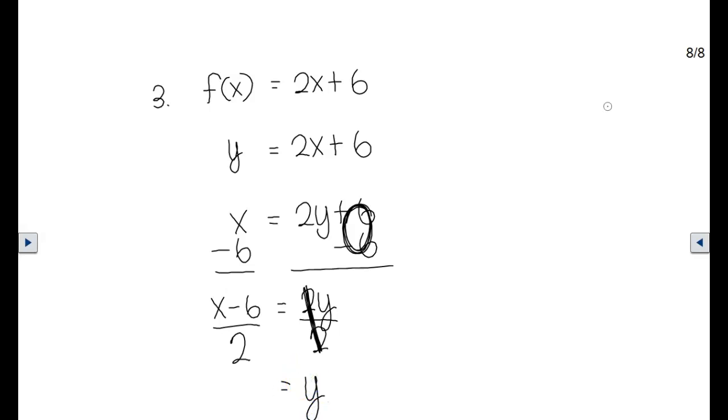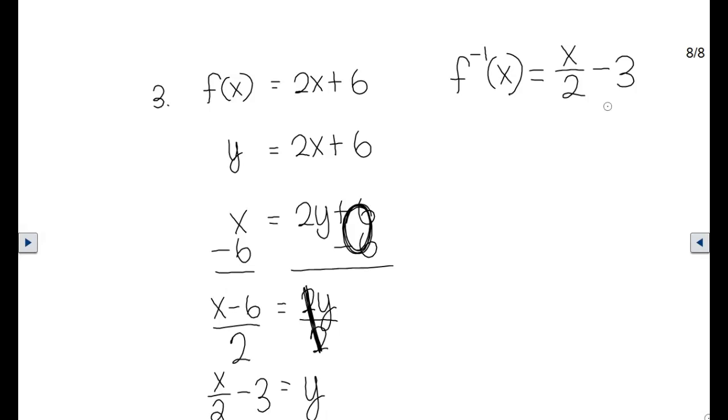Now, I want you to take a look at what we have here. We have x minus 6 all divided by 2. What that means is we have to divide everything on the top by 2. So you'll have to do x divided by 2, which you can't do, and then you'll have to do 6 divided by 2, which you can do, which will be 3. So you'll get x divided by 2 minus 3 equals y for your inverse. So your inverse will be f inverse of x, writing it in function notation, this is step 4, x divided by 2 minus 3.